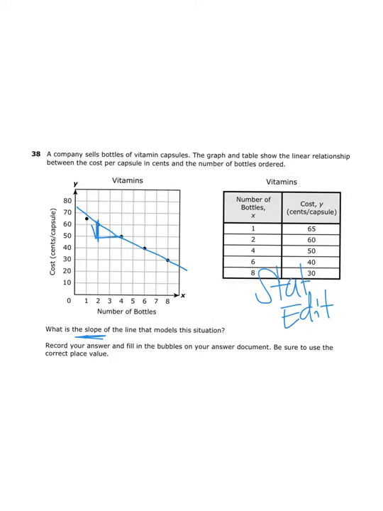So from this point to the next point, and this point to the next point, this point to the next point, each time it's counting down by 10, and it's counting over by 2. So 10 over 2, and it's a negative slope because it's going down, equals -5. So either way, you would get a slope of -5. And again, in your bubble sheet, you'd have negative, and then the 5, and then the decimal. You can bubble the zeros or not.